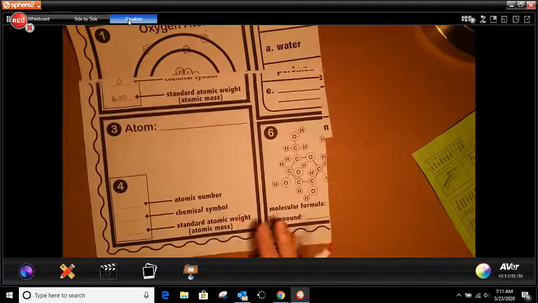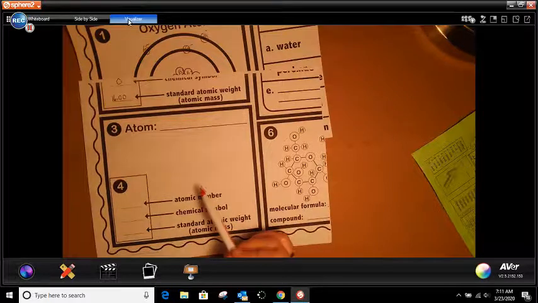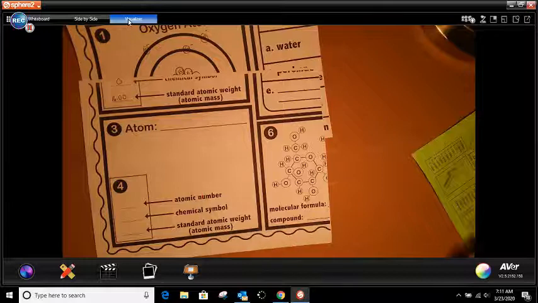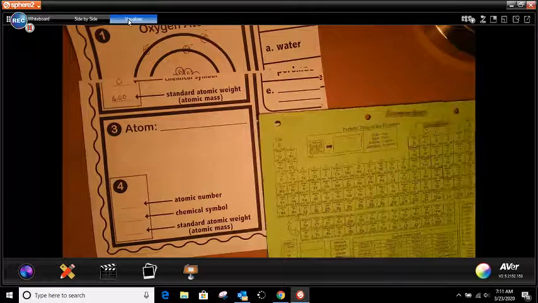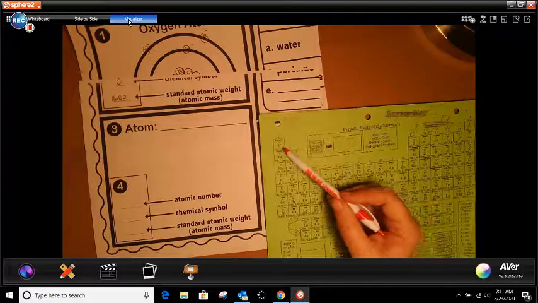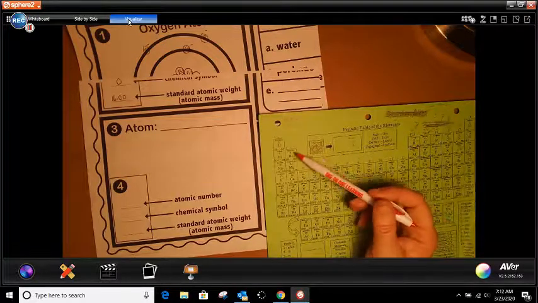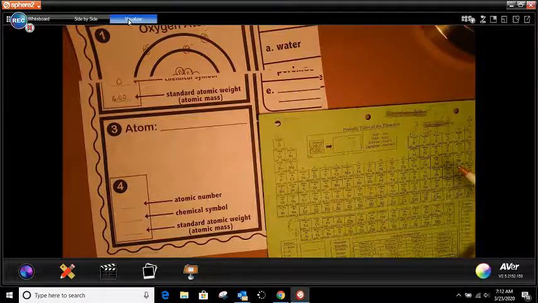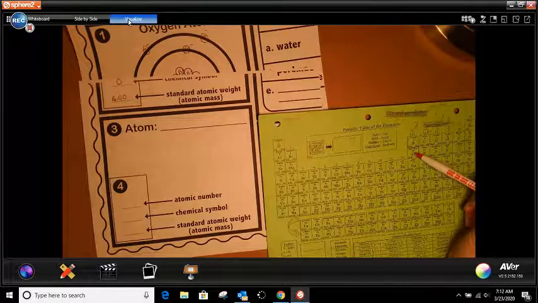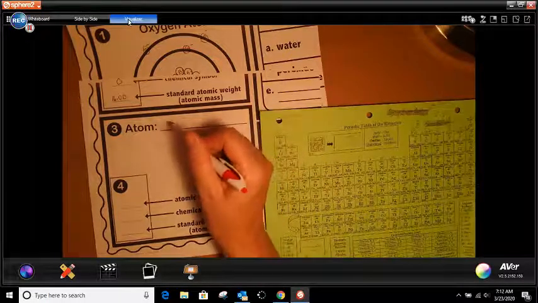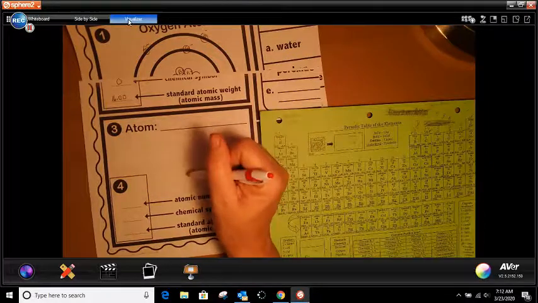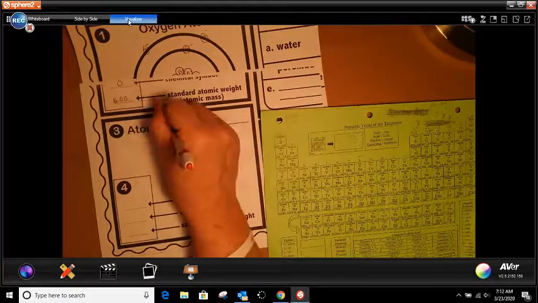Now, I'm expecting the class to have a different one. So let's say that we would start with, hydrogen's too easy, so we're not doing hydrogen or helium. But I would like to do aluminum, okay? So that's the one we're going to do for number 3, is aluminum. And I want you to draw aluminum on here.